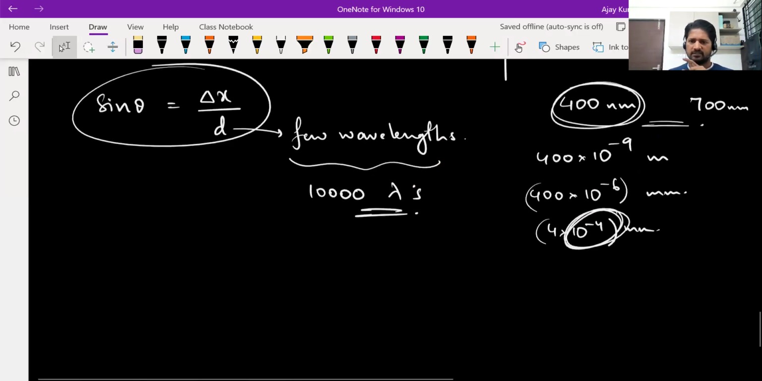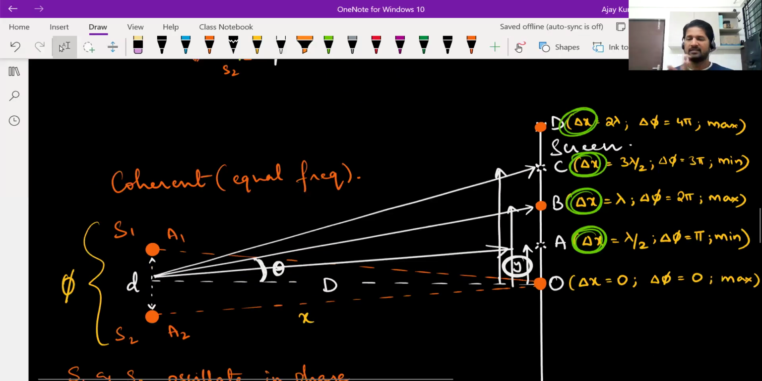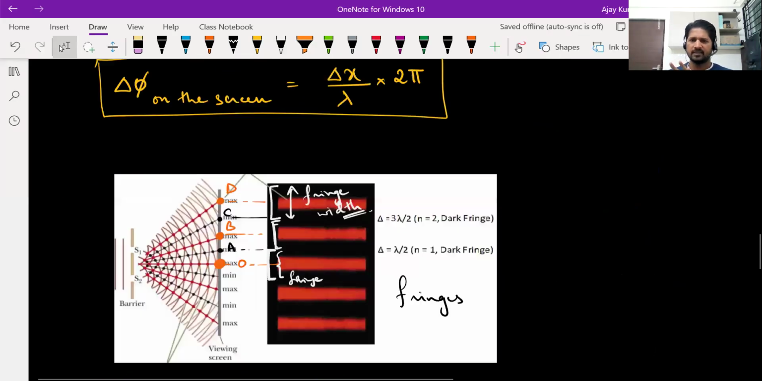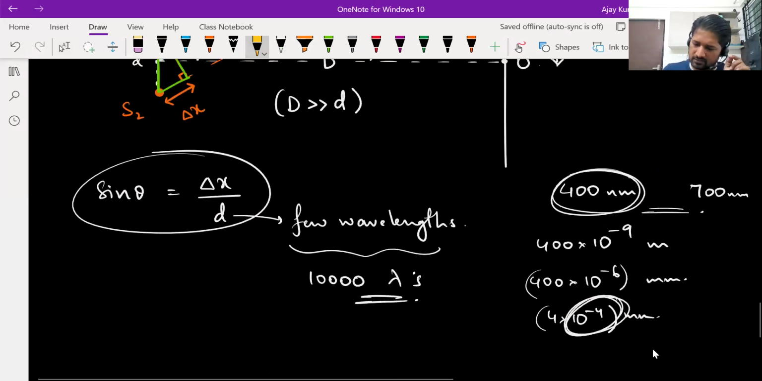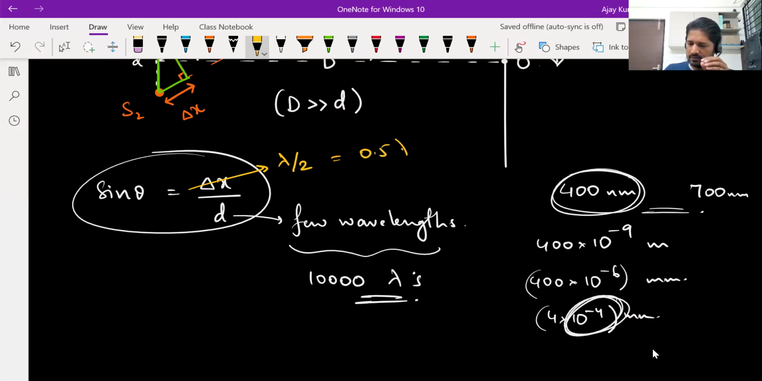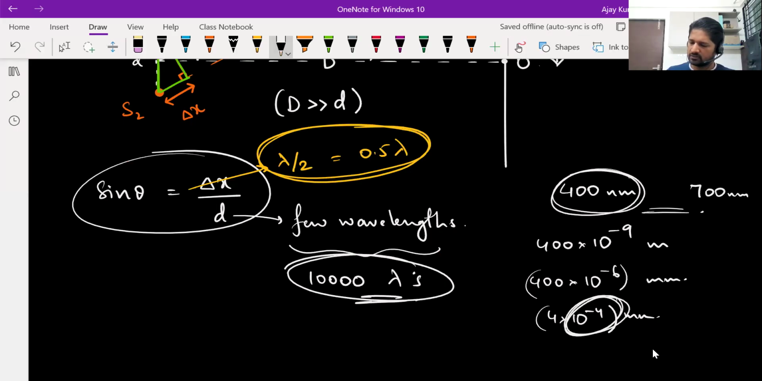If you want a dark band, the path difference is lambda by 2, destructive interference. So that is 0.5 wavelengths, whereas small d is 10,000 wavelengths. Is the ratio very small or not? The path difference expected is a fraction of a wavelength. The actual distance between the sources is about 10,000 times the wavelength. So delta x by d is a very small number.